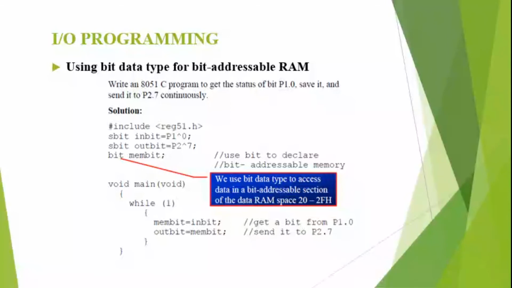And then in the main function we have the while loop, and then inbit is assigned to membit, that is P1.0 is assigned to membit, that is getting the bit from P1.0, and then membit is assigned to outbit, that is sending the value to P2.7.